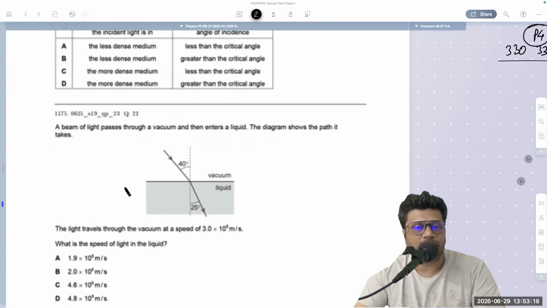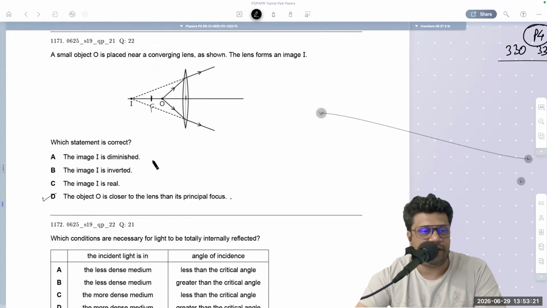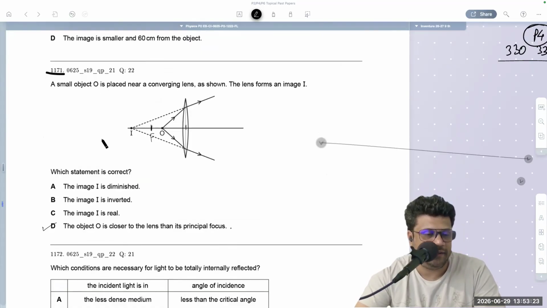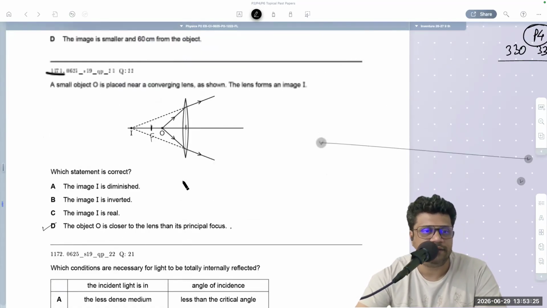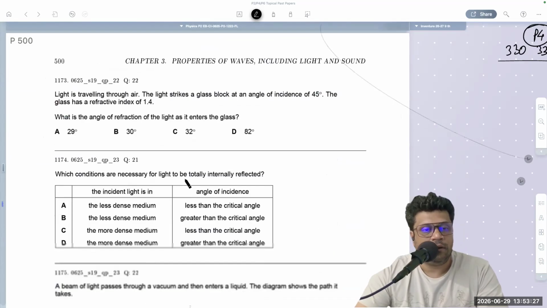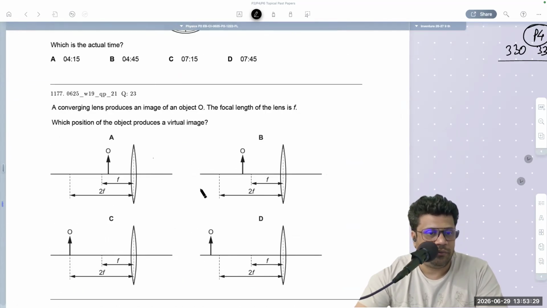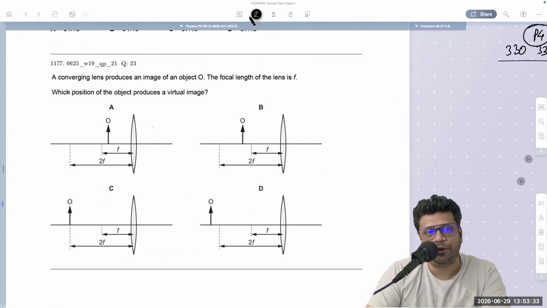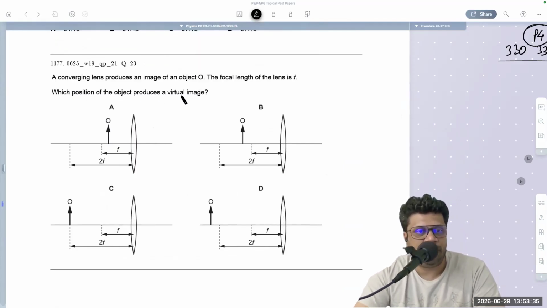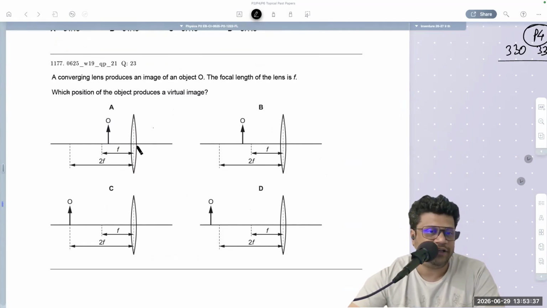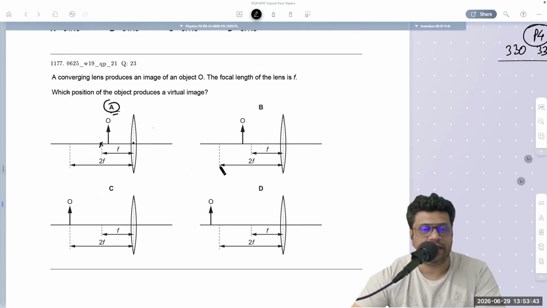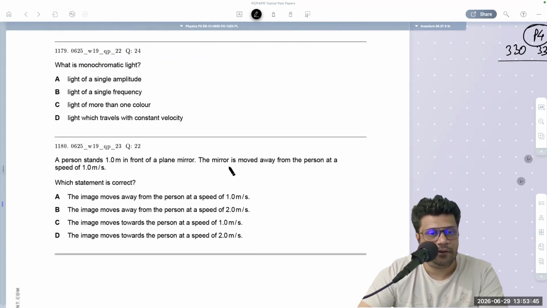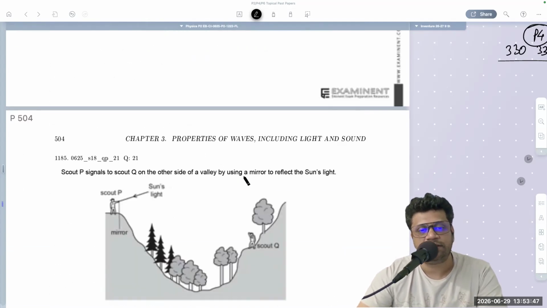Okay. Let's go do some more. That was 1171. Remember, the answer at the back in the book is wrong for this one. The answer is supposed to be D. Okay. So let's go. Okay, this is where it gets interesting. These are the kind of questions you would want. Which position of the object produces a virtual image? Well, the object needs to be between f and the lens. There it is. That's where it is supposed to be. A is the answer. Okay, so questions like these.